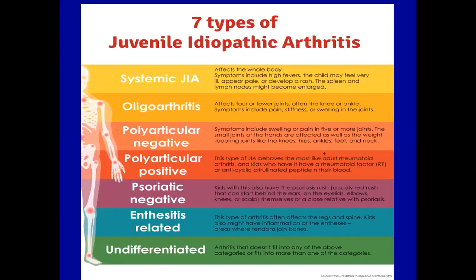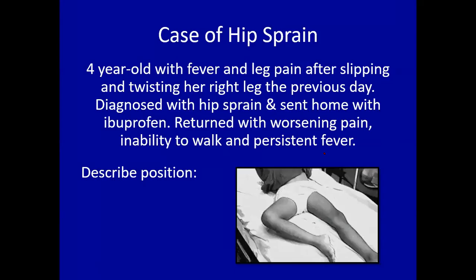7 types of juvenile idiopathic arthritis are all right here. These will be covered also in the other sections. Case of a hip strain.